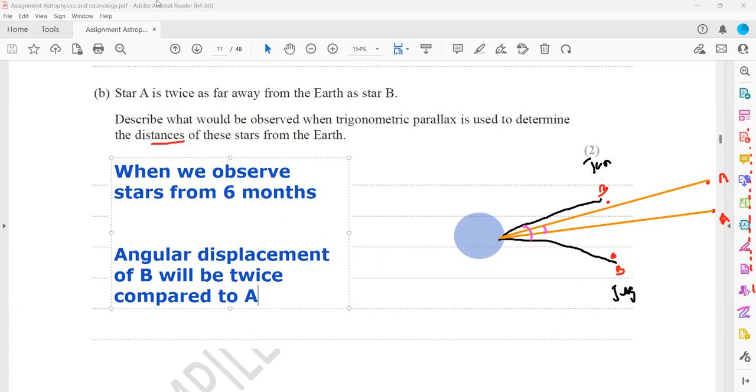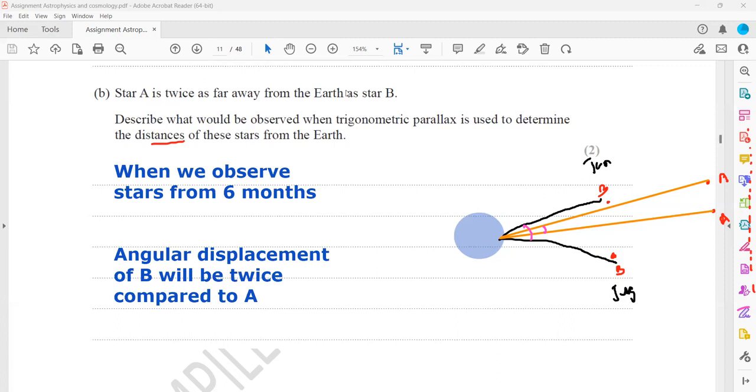Because those objects which are closer to us appear to move faster as compared to an object far from us, or they appear to cover more distance as compared to an object far from us if they are moving at the same speed. That's why trigonometric parallax cannot be used for stars which are very far from us.